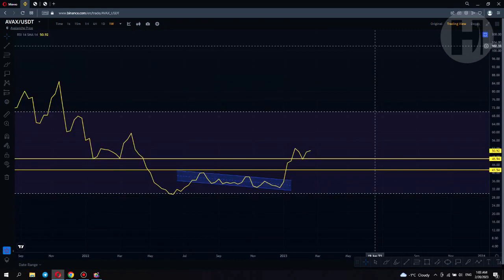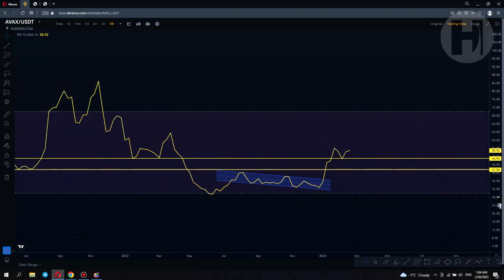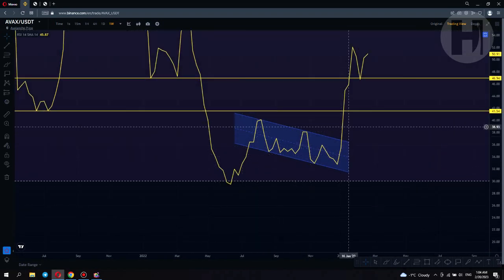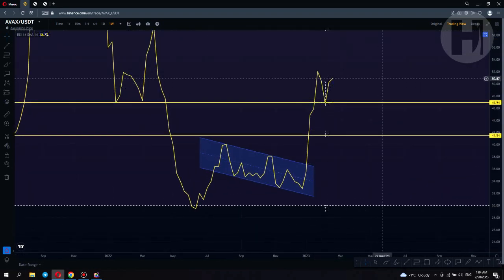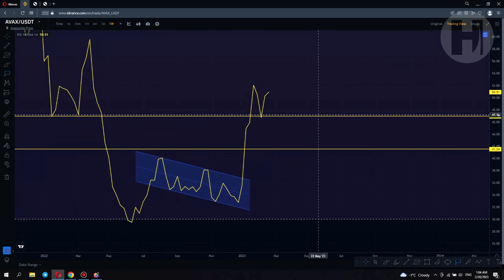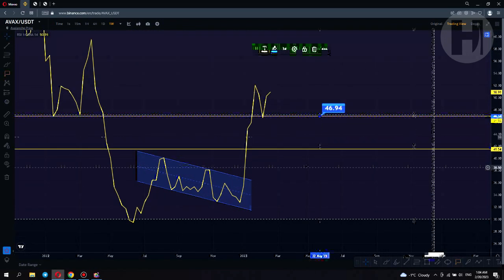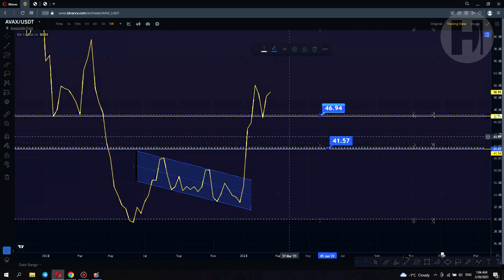Jumping into the weekly RSI, let's see what's going on here. Obviously we broke out of this channel down pattern. We backtested this resistance level here. So it's looking good for now in terms of the RSI, healthy pullbacks, healthy backtests.